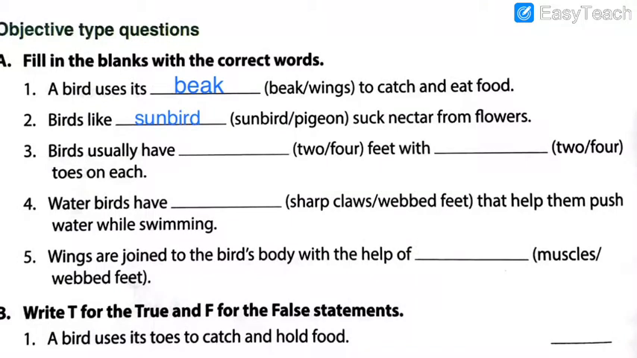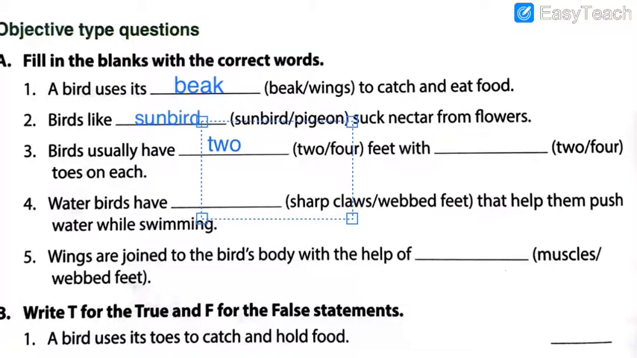Okay, the next is number 3. Here 2 blanks are there. Read it very carefully. Birds usually have dash feet with dash toes on each. For the first blank, options are 2 and 4, and for the second blank also options are 2 and 4. First, you will have to decide how many feet do they have. Do they have 4 or 2 feet? Yes, birds usually have 2 feet. So, here answer is 2 for the first blank.